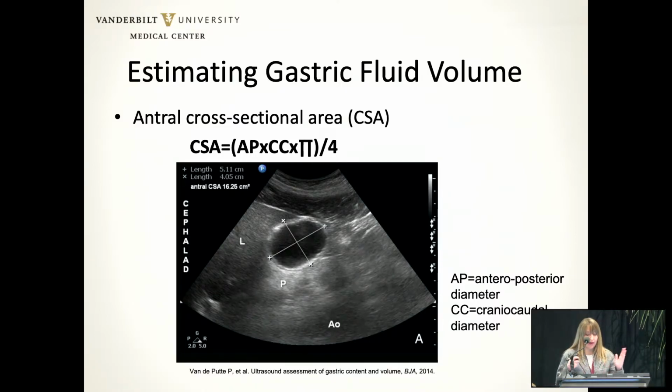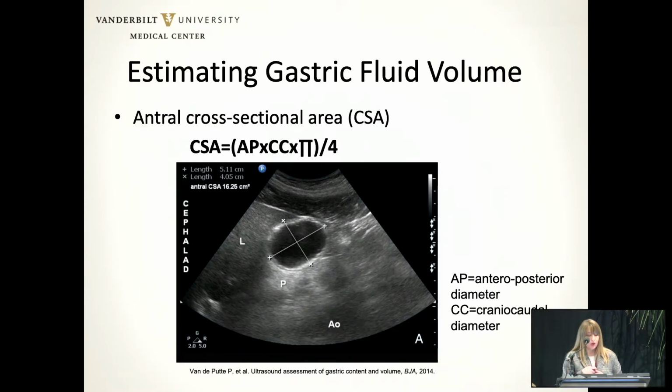How do we estimate the volume? So we get our image, we see the stomach. We don't see food. That's great. We just see black, anechoic fluid. There's some peristalsis. Okay, great. What do we do with this? How do we know that this patient is safe to go to the OR or maybe is not safe?